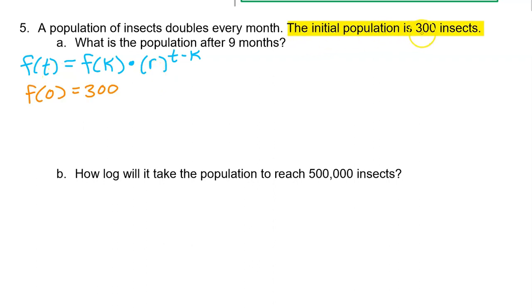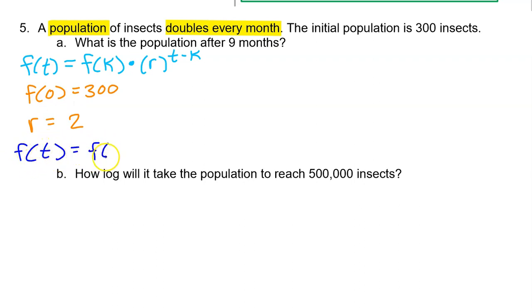The initial population is 300 insects, so f at 0 is 300. When they say the population doubles every month, they are telling us that r is equal to 2. If the population tripled, r would equal 3. If it quadrupled, r would equal 4. This is enough information to write the exponential function. F at t is equal to f at 0, that's the f at k, times r, which is 2, to the t minus k power. That's t minus 0 power, but we don't need the minus 0.